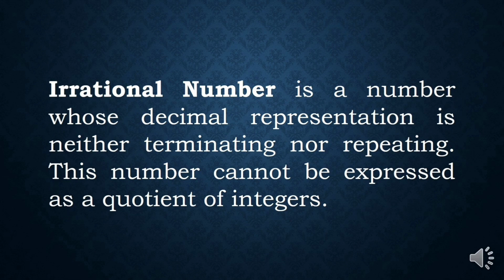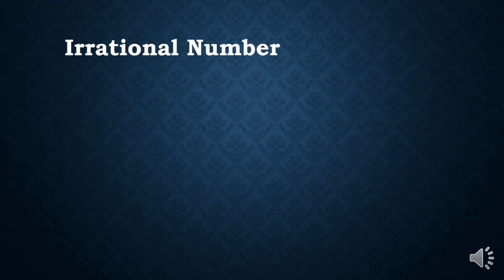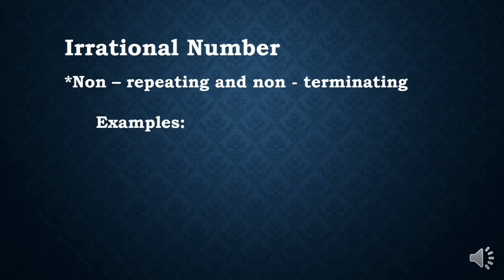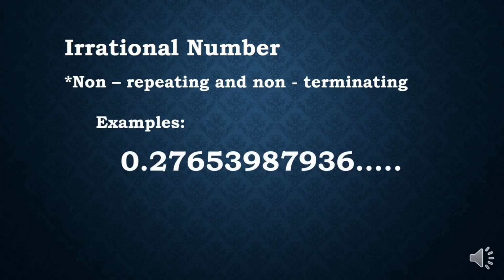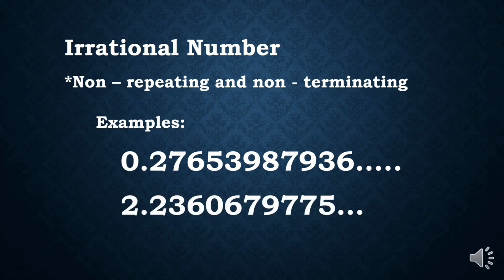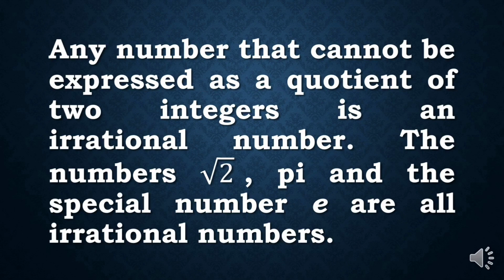However, an irrational number is a number whose decimal representation is neither terminating nor repeating. This number cannot be expressed as a quotient of two integers. So what are those irrational numbers? They are non-repeating and non-terminating decimal numbers. For example, we have the following. Take note that any number that cannot be expressed as a quotient of two integers is an irrational number. The square root of 2, pi, and the special number e are all irrational numbers.